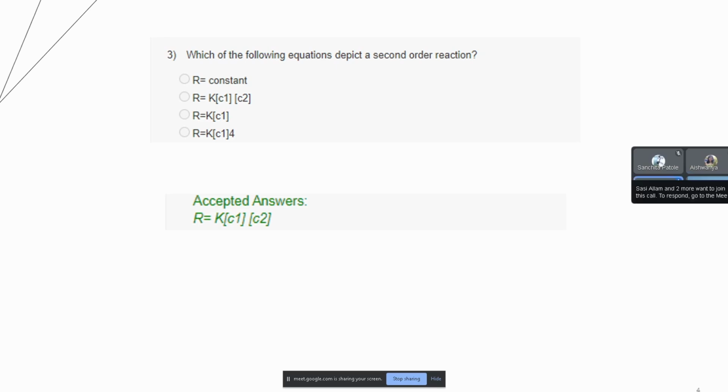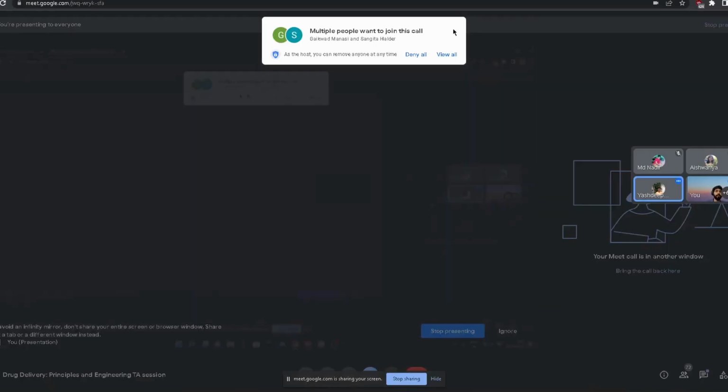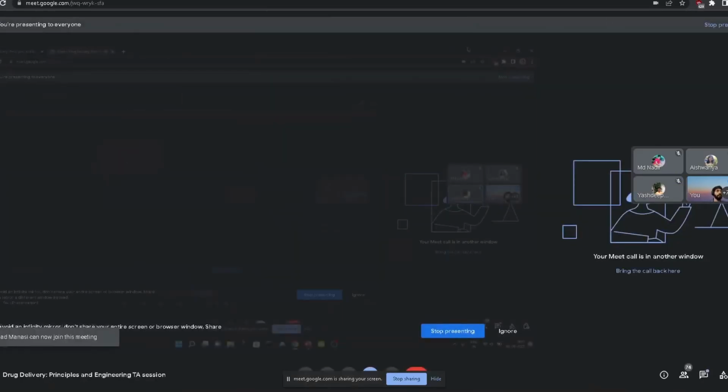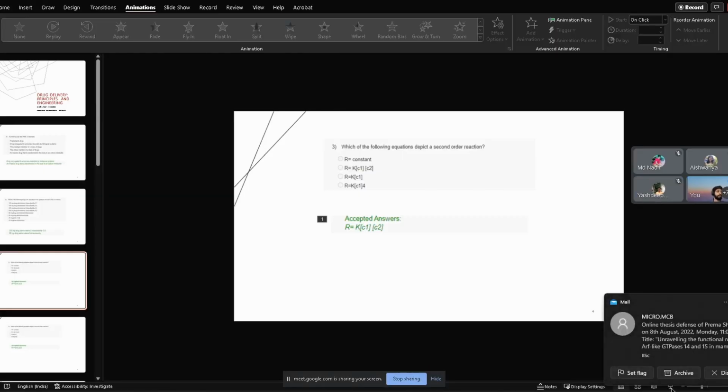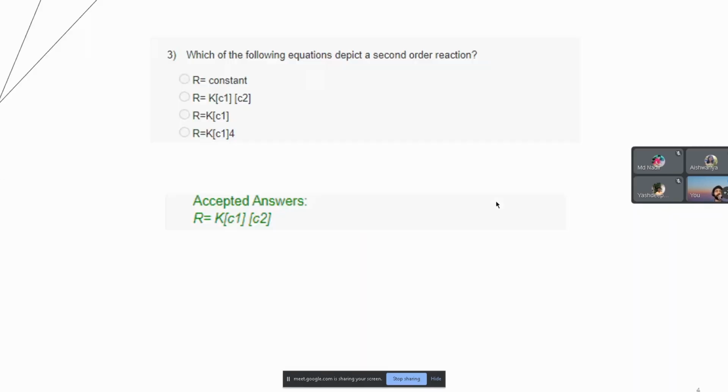And the fourth option? Not really. It's also a first order reaction. K is any constant that you define, right? So 4 times K is also a constant, so it doesn't matter. So it's still a first order reaction.